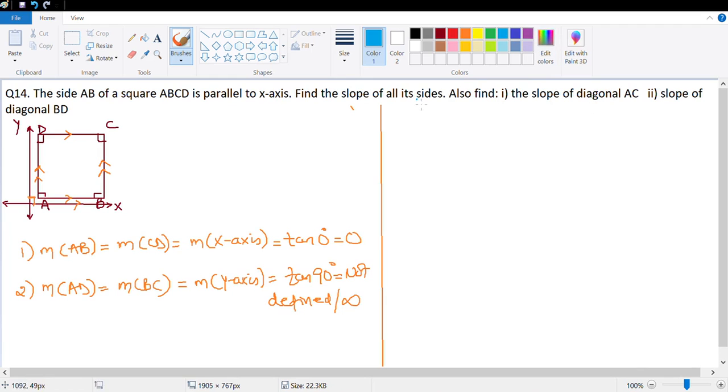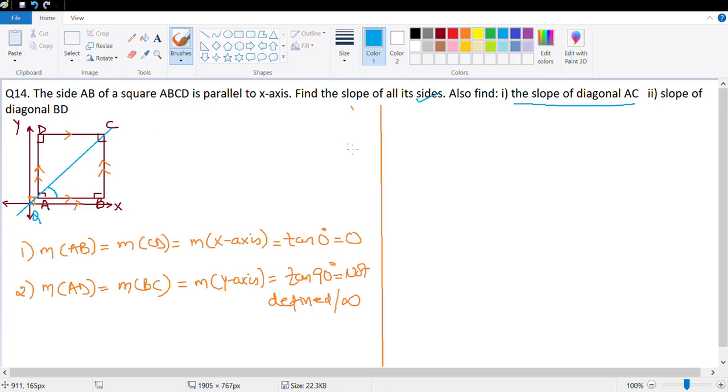Good, so the first part of the question is done. Find the slope of diagonal AC. So let me make the diagonal AC and let me extend it so that it intersects with the x-axis as well, at point Q. Now, if I knew the angle CQX, then I would be able to figure out the slope.